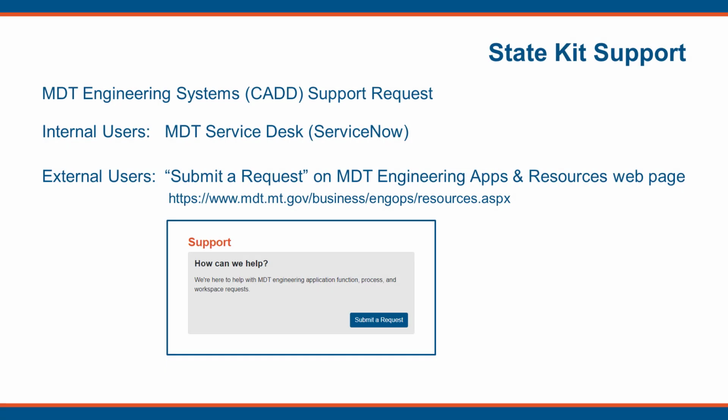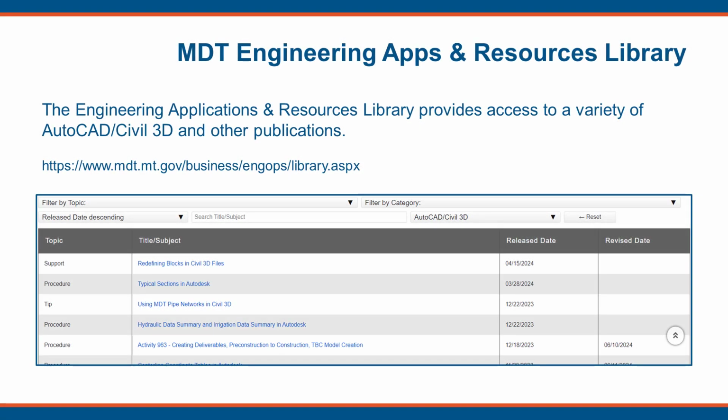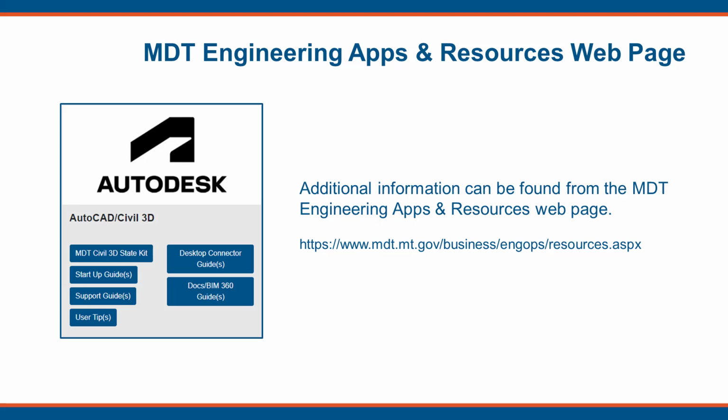Internal users can submit a support request through the MDT Service Desk. External users can submit a support request from the MDT Engineering Apps and Resources webpage. The Engineering Applications and Resources Library also provides access to a variety of AutoCAD and Civil 3D publications. Additional MDT State Kit and MDT Autodesk information can be found at the MDT Engineering Apps and Resources webpage.